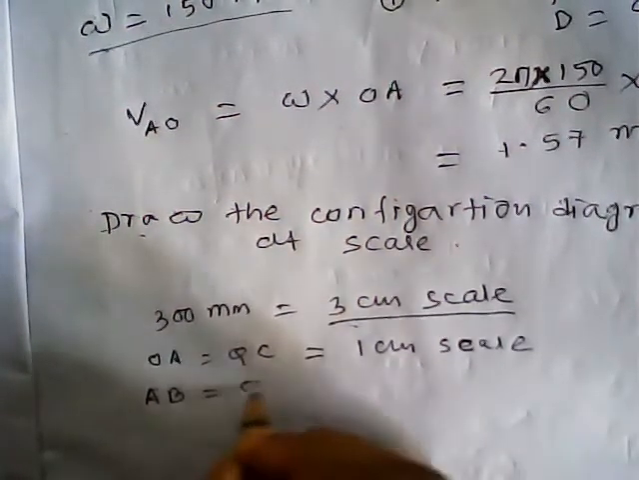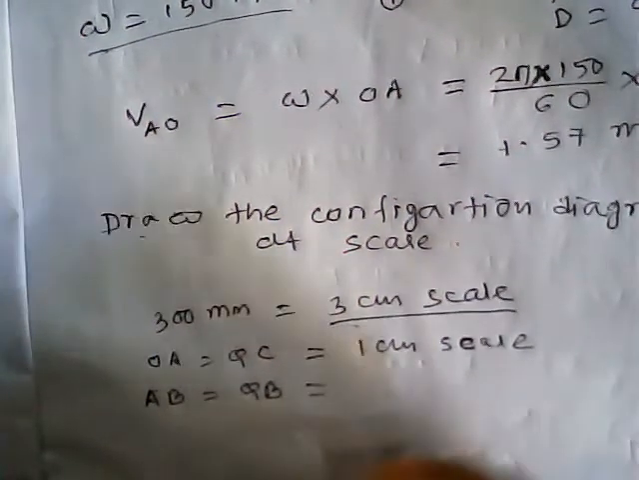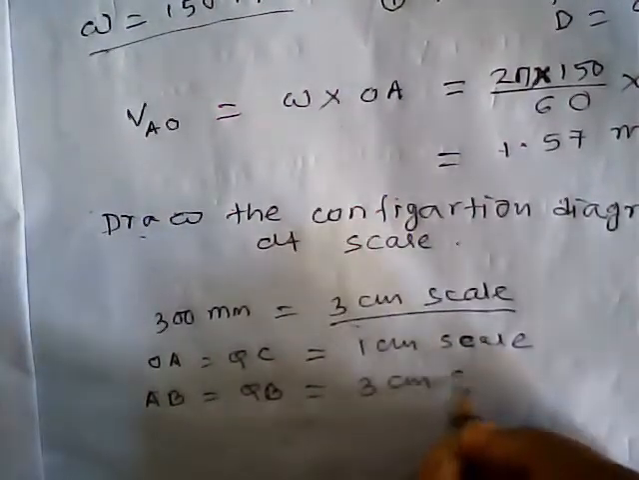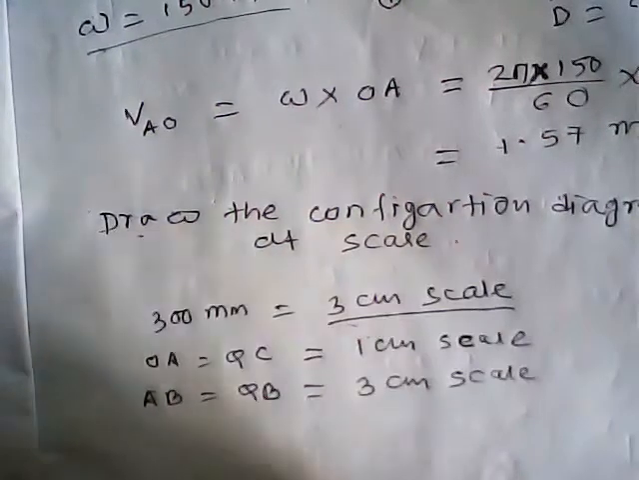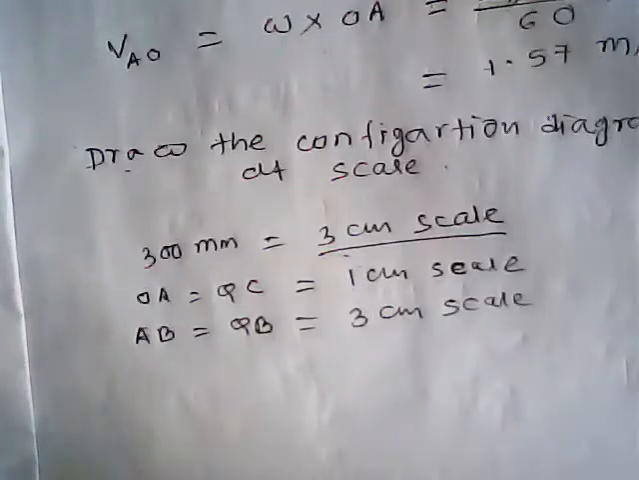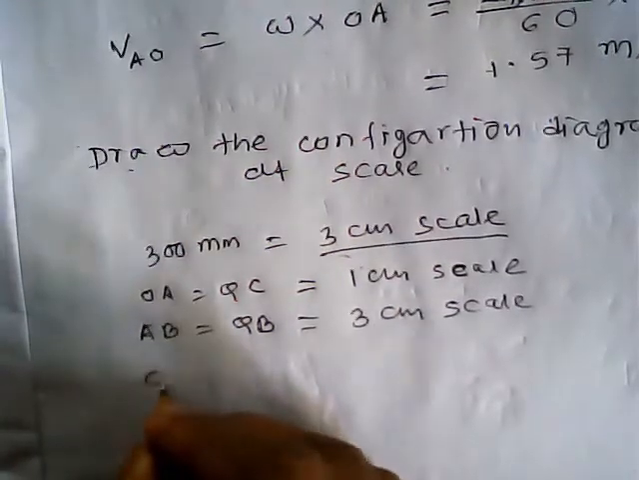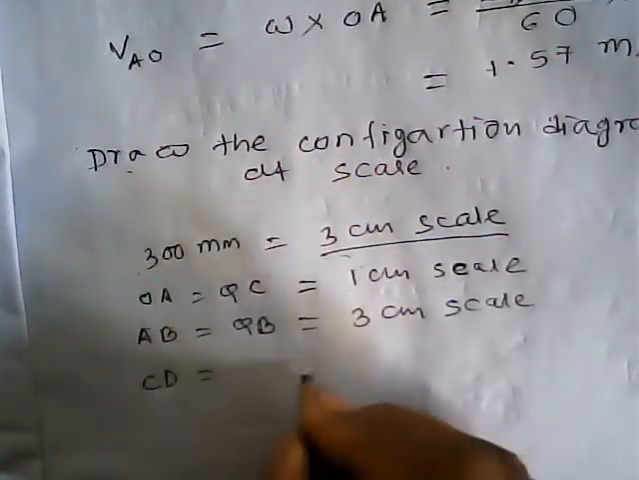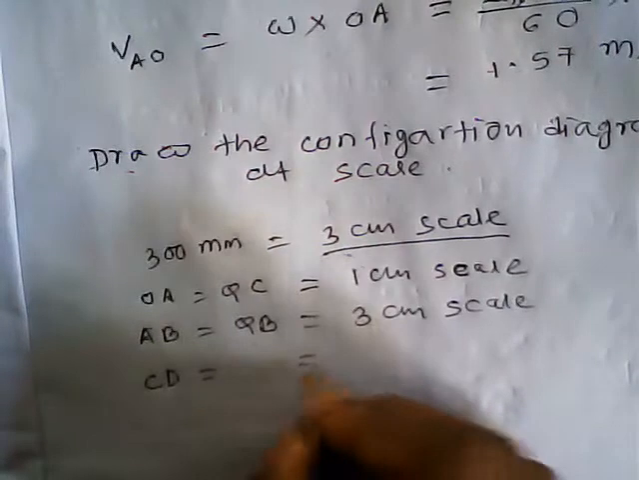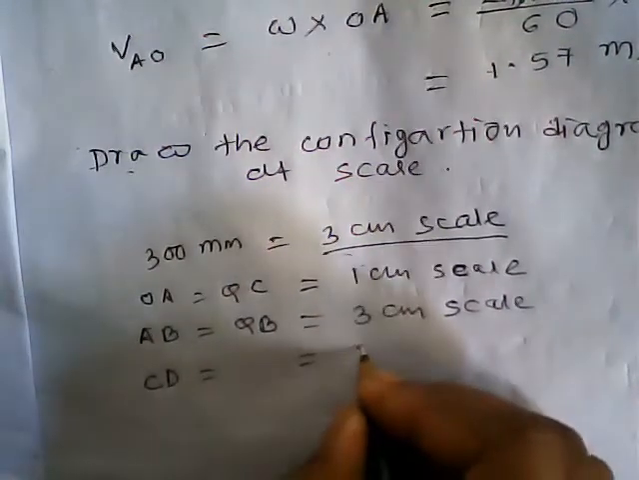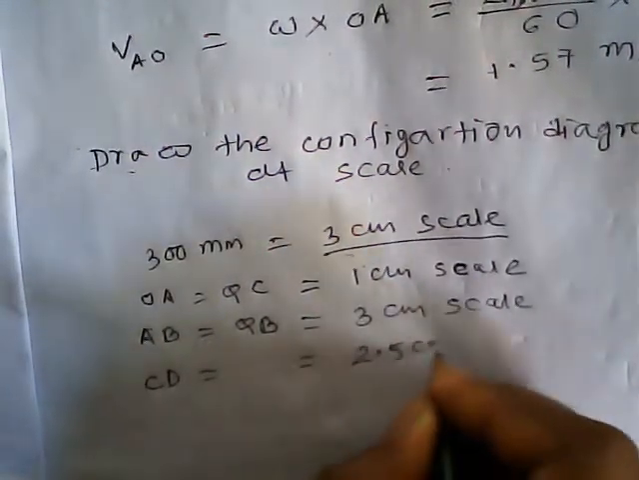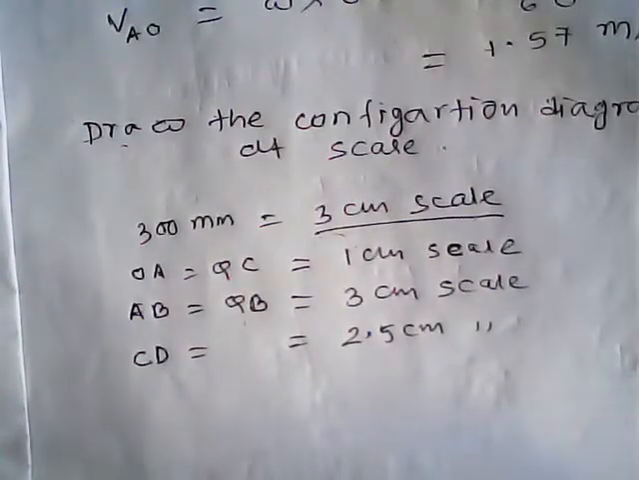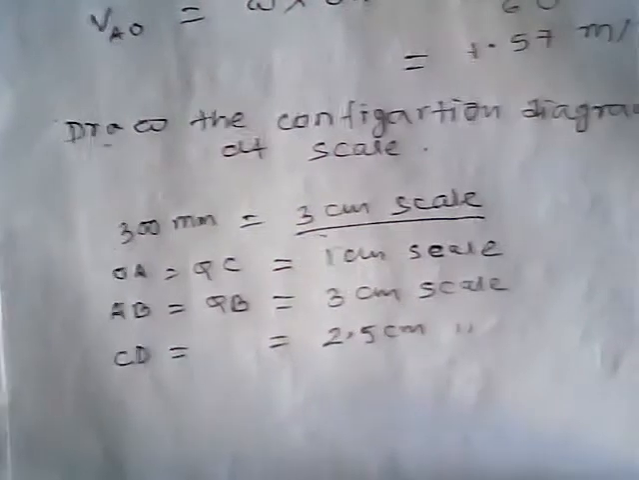Now AB and QB equal to 3 centimeter scale. And CD equal to 2.5 centimeter scale, 250 millimeter, so 2.5 centimeter scale.